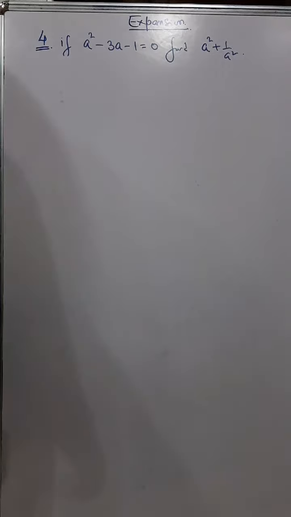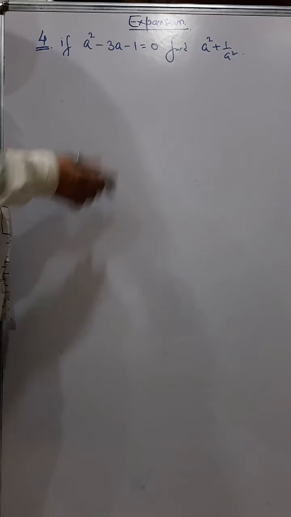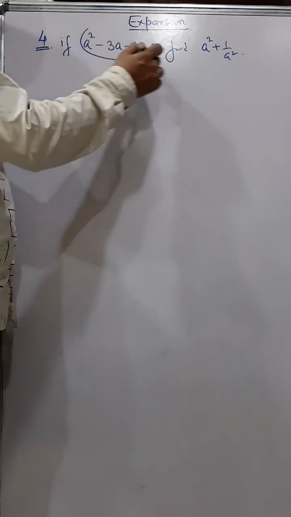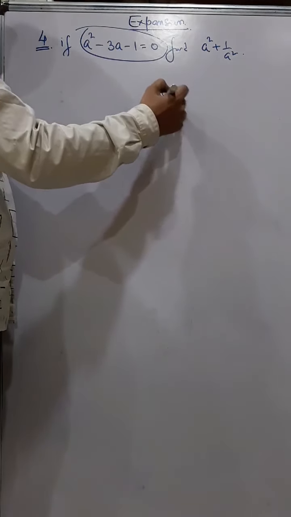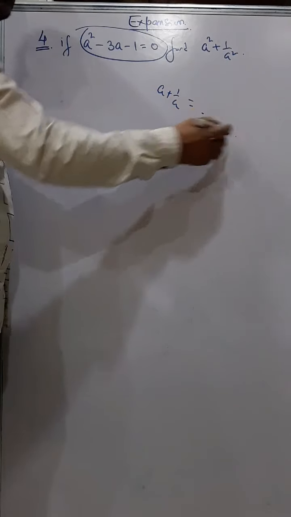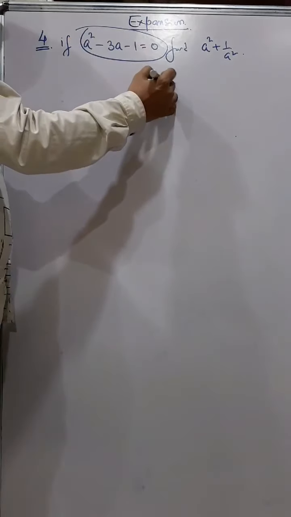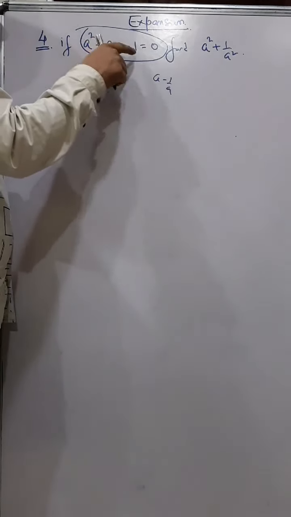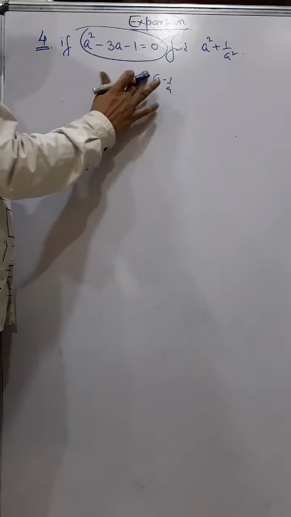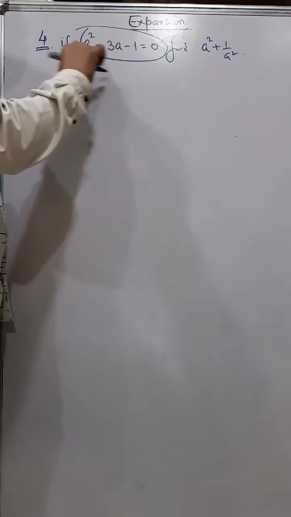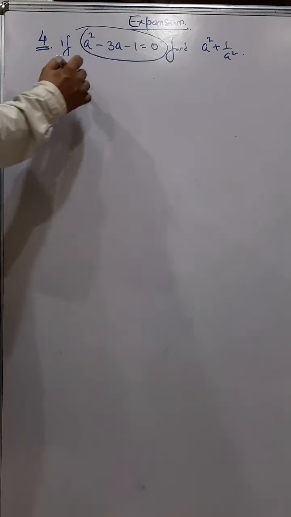Okay, now this sum is also a very easy sum. The only difference is that we are getting it in this form. Otherwise, generally we get a minus 1 by a or a plus 1 by a, and the value is given. Now in fact here also, we can extract this a minus 1 by a from this. So we have to understand that when you have this form, that's a quadratic equation: a square minus 3a minus 1 equals 0.